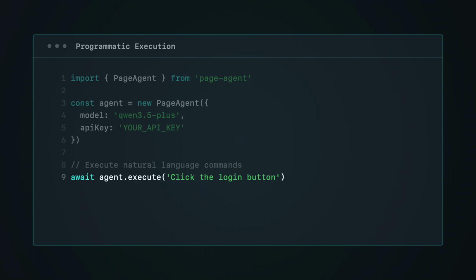Programmatic integration is simple. You install Page Agent via npm, construct an agent pointing to an OpenAI-compatible endpoint like Qwen, and execute natural language tasks like clicking the login button or filling forms. Developers can fully customize options such as the API endpoint, model type, language, and maximum steps.